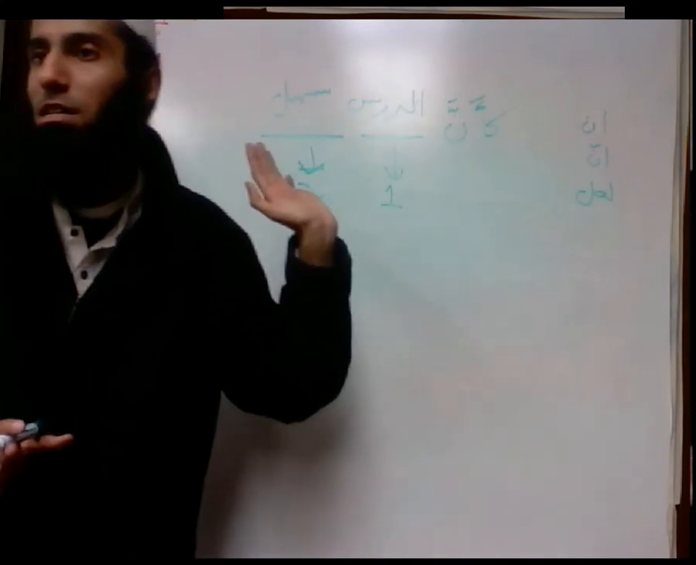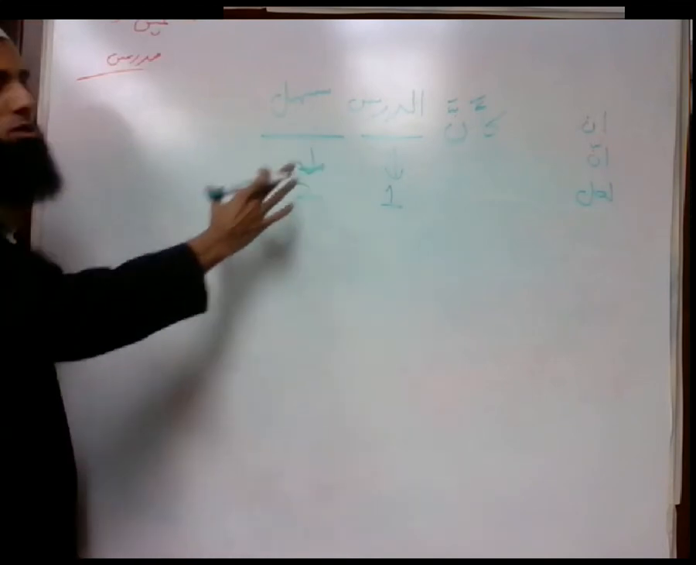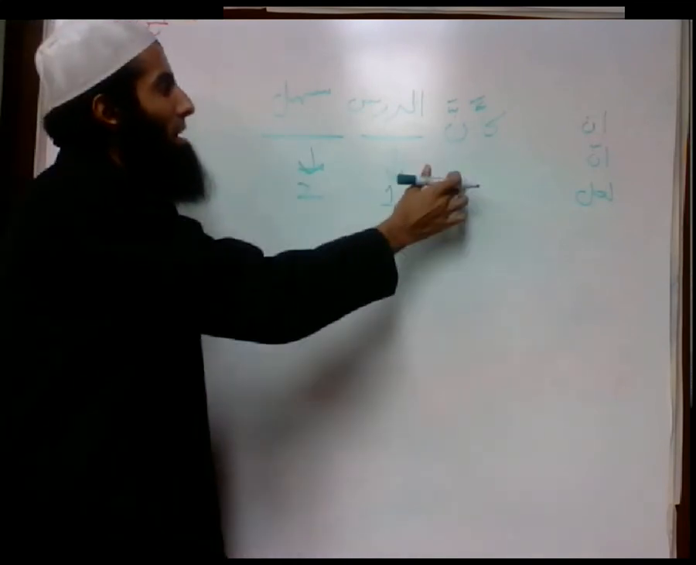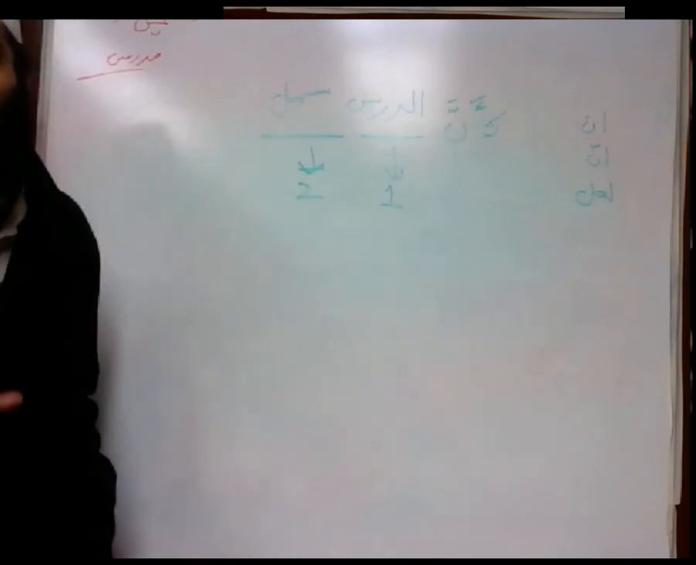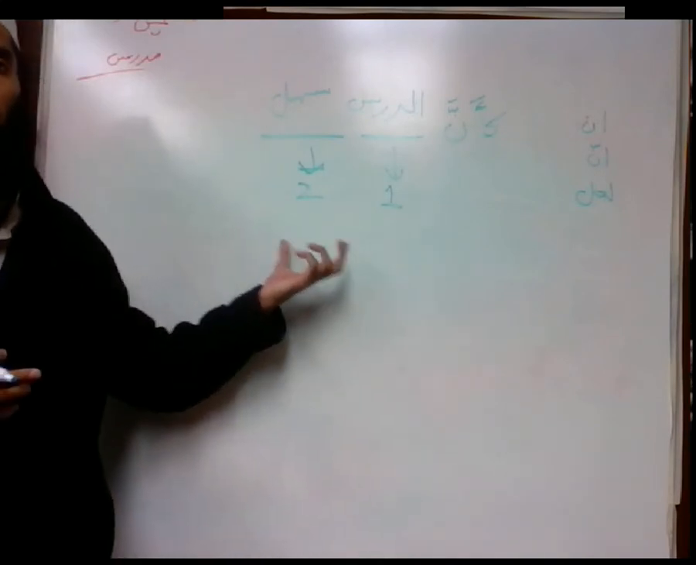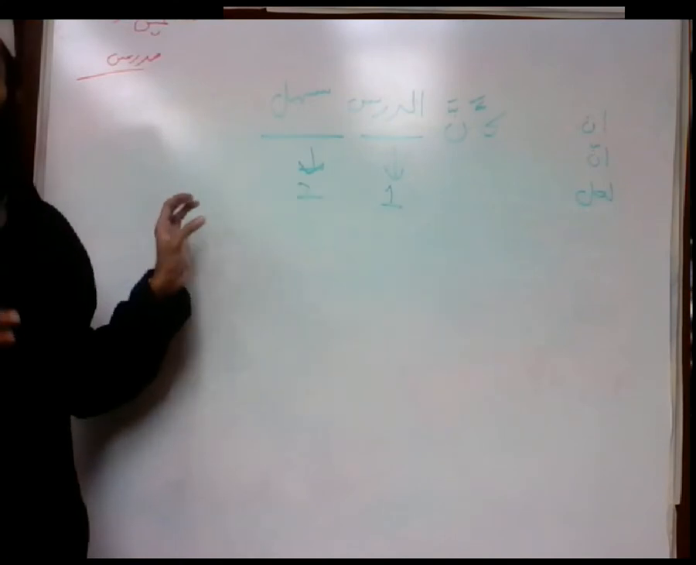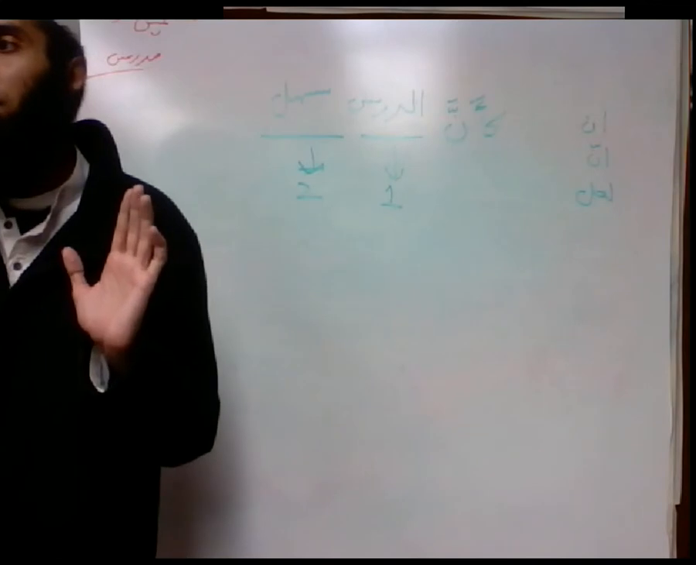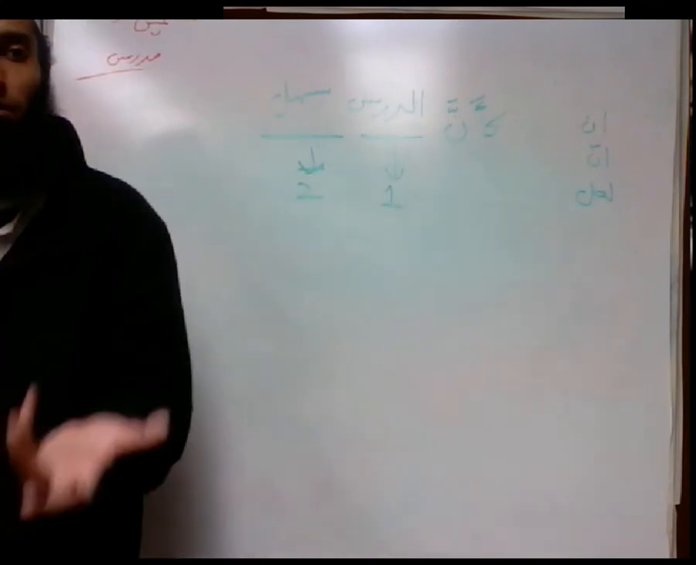So this sentence was actually ad-darsu sahlun. Okay, the lesson is easy. But when you add ka'anna to this sentence, it becomes ka'anna ad-darsa sahlun. What's the difference between the two sentences? Ad-darsu sahlun means the lesson is easy, and ka'anna ad-darsa sahlun means it seems like the lesson is easy. So this will have a sort of doubt and a sort of resemblance.